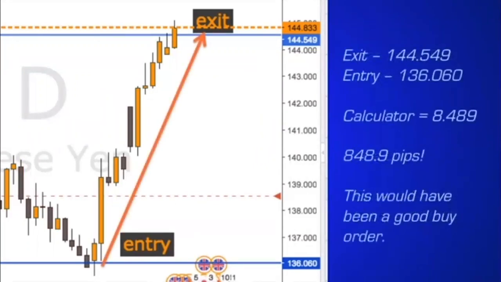All right. So hopefully you've done the math. If you did the math, you should have got something like this, 8.489 in your calculator. So now if you slide the decimal over 2 places, that's 848.9 pips. And by the way, this would have been a very good buy order. You wouldn't have gotten something like this unless you were doing a long-term order.